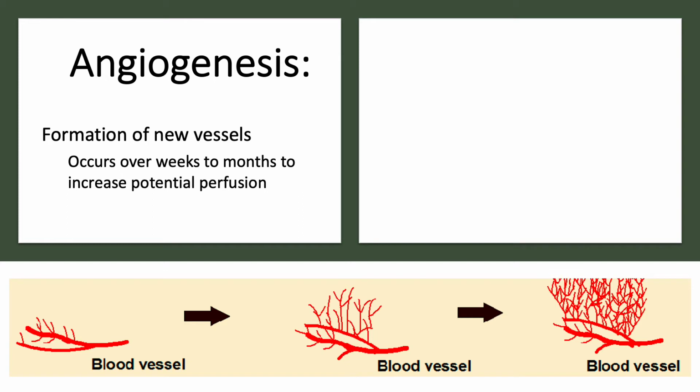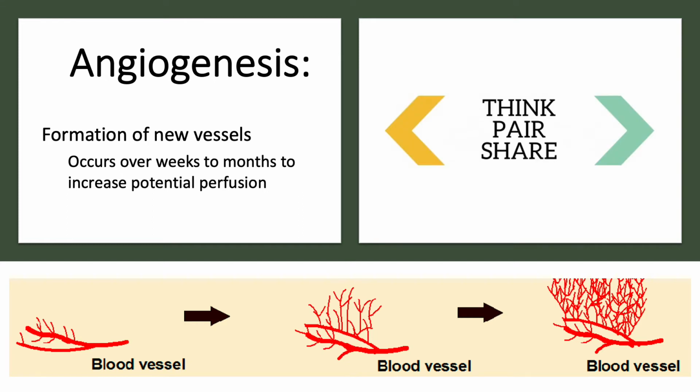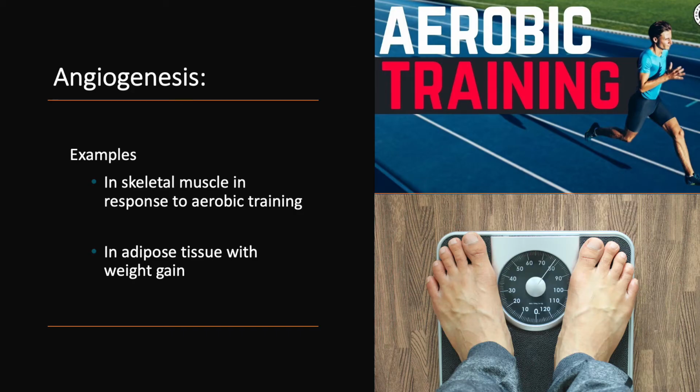changes. So, as a think, pair, share, we've got a lot of these today. Can you think of changes where angiogenesis would be necessary? We've talked about one of these more recently. Well, as an example, angiogenesis is stimulated within skeletal muscle in response to increased aerobic training. So we have to deliver more oxygen to that skeletal muscle, and this will stimulate new vessel formation, which provides more oxygen to the muscle tissues where it's needed.